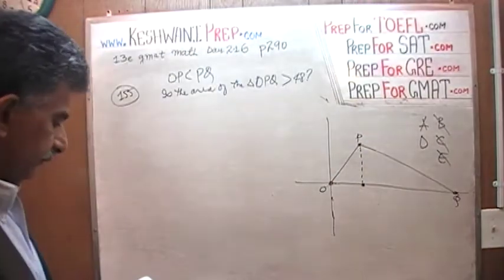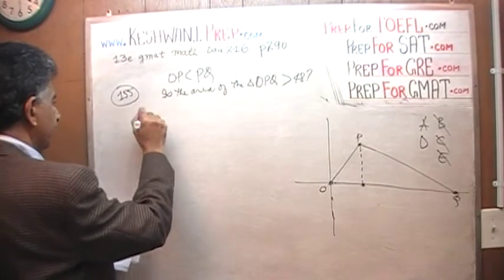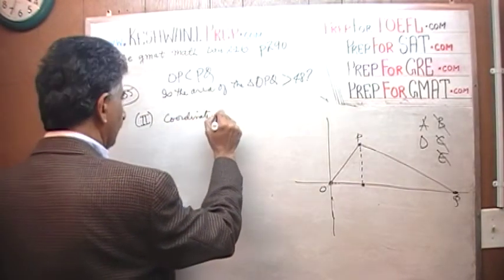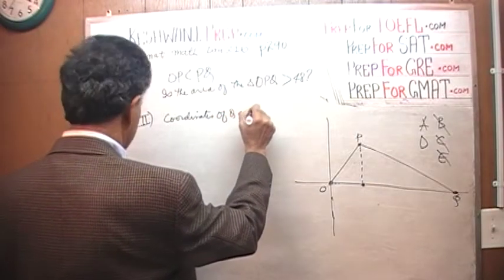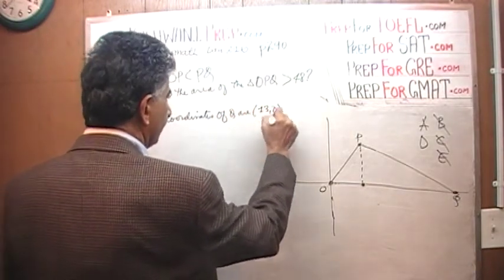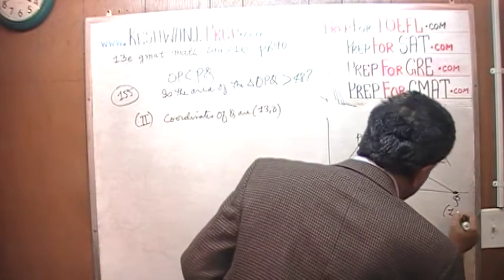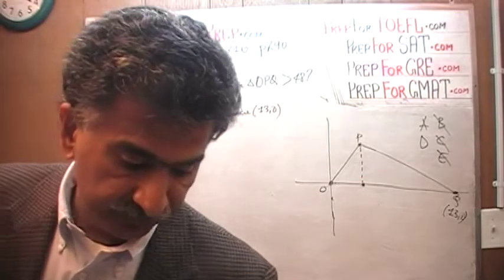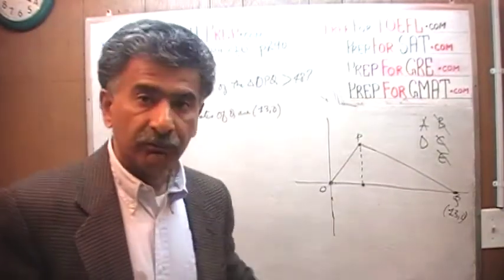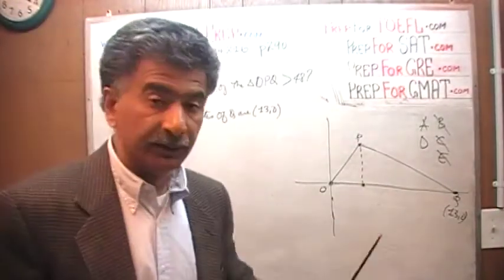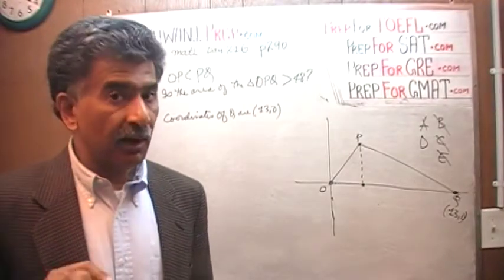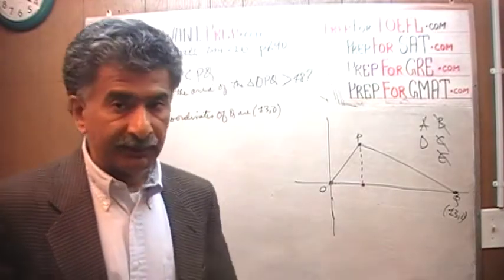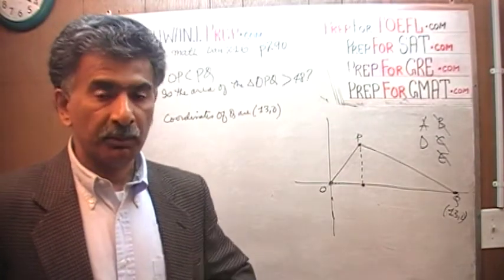Let's look at the second statement. In the second statement, they tell us that the coordinates of Q are 13 and 0. 13 and 0, which makes perfect sense because we just found out from the first statement that the base of the triangle was more than 12. Well, it's 13 it turns out, but it doesn't contradict it. If the previous statement told us that the base was more than 12, the second statement is not going to tell us that it's 11. That won't make any sense.